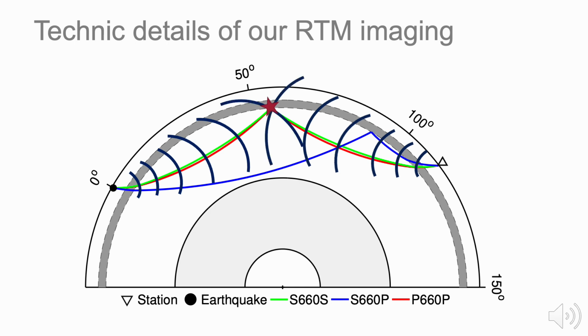We apply the imaging condition to these forward and back-propagated wavefields. Only when these two wavefields arrive at the same location at the same time will there be an image point, as shown by the red star. By stacking multiple source and receiver pairs, we can get a stationary image for these discontinuities in the Earth.